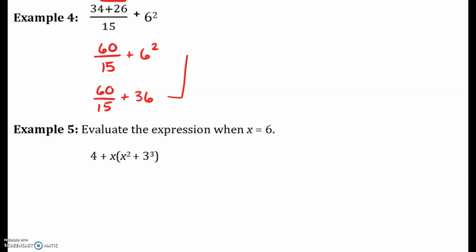And now I'll continue on over division and addition. We divide before we add. 60 divided by 15 is 4. And then we will add 4 to our 36, which will give us 40.